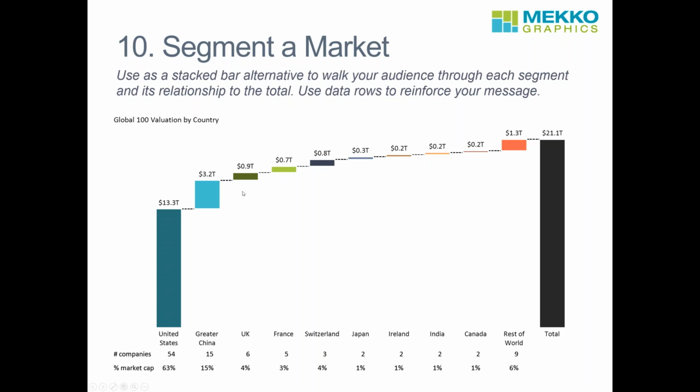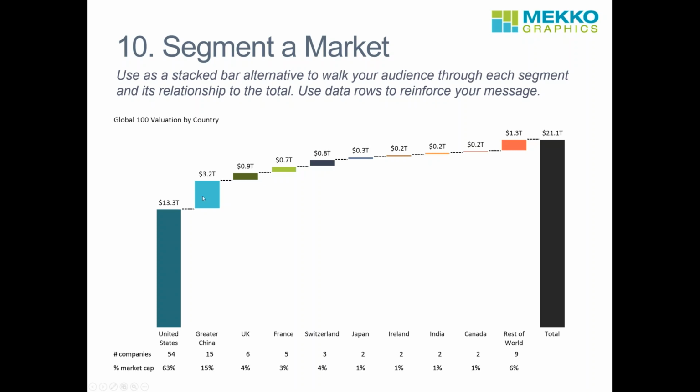China is the next biggest, and then all the other European countries and countries in the rest of the world have many fewer global 100 companies. So this kind of cascade or waterfall chart, in my mind, is an alternative to a pie chart, an alternative to a single bar, 100% stacked bar chart. I think it works better than those charts in many instances.